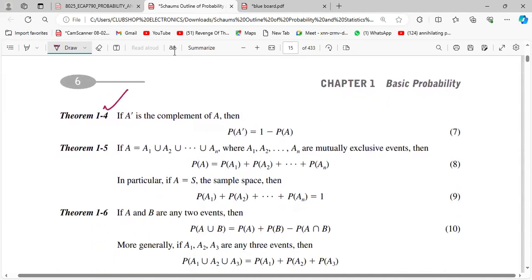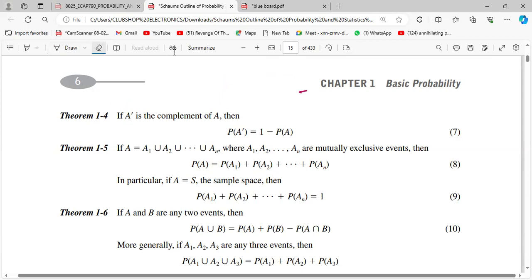Number 4. You know that A complement, remember we said A complement is equal to S minus A, right? Now, in terms of probability, the probability of A complement is equal to S, the total sample, and the total probability is 1, minus probability of A. Okay? Probability of the complement is equal to 1 minus probability of A. That's theorem number 4.